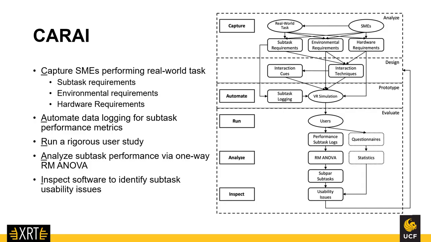So, our methodology, CARI, is a novel formative evaluation methodology for training scenarios that couples with the UX design lifecycle. It involves the following set of steps: capturing subject matter experts performing the real-world task, automating data logging for subtask performance metrics, running a rigorous user study, analyzing subtask performance, and then finally inspecting the software and hardware to identify subtask usability issues.